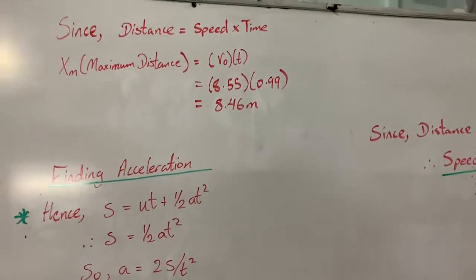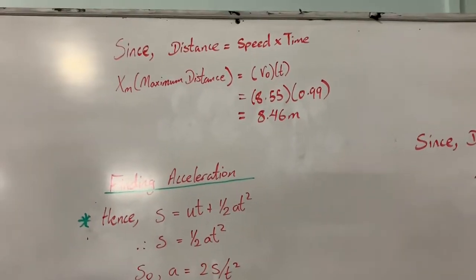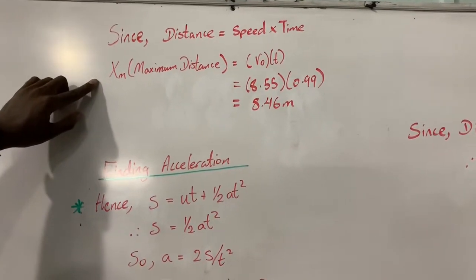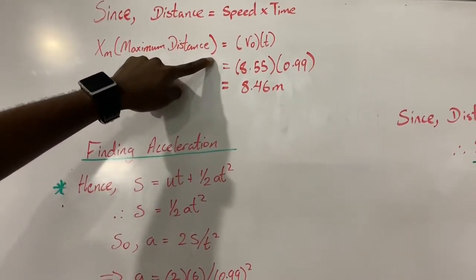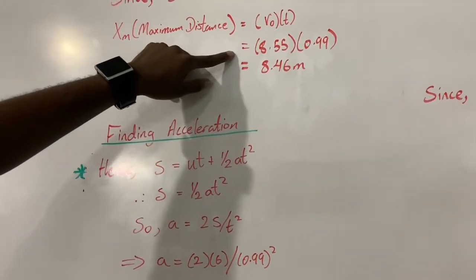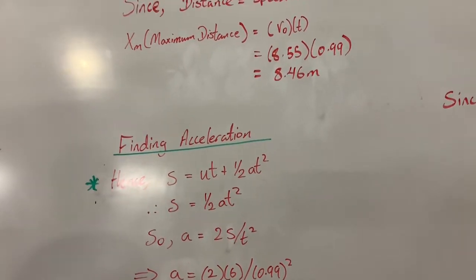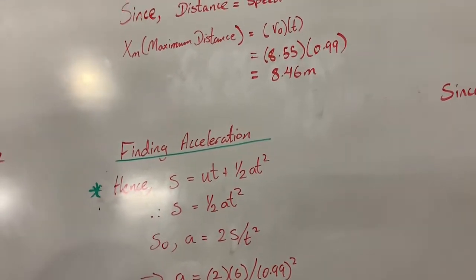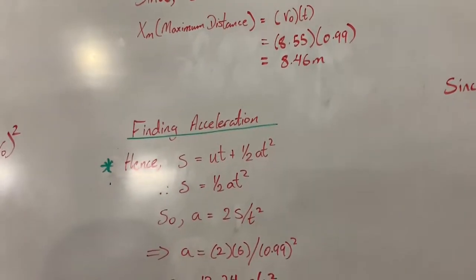Continuing here, since distance was equal to speed by time, we were able to find the maximum distance, which we use the velocity that we found, V0, multiplied by the time, which we just found, which was 8.55 multiplied by 0.99, and we found 8.46 meters was the maximum distance that the catapult could have reached with that distance.